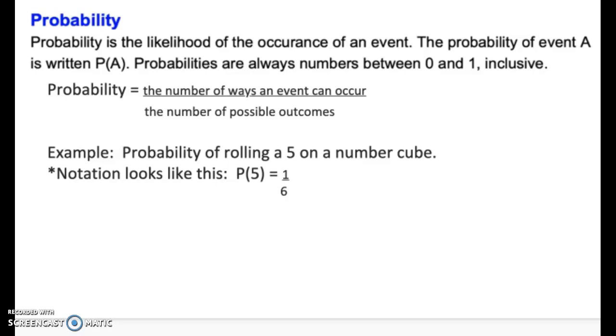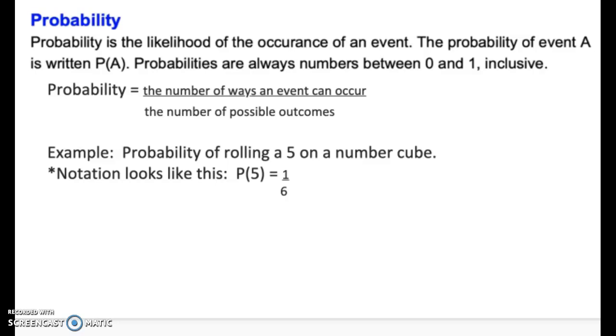Probability is the likelihood of the occurrence of an event. The probability of event A is written as capital P and then in parentheses A. Now A really represents some event that you're trying to find the probability of happening.